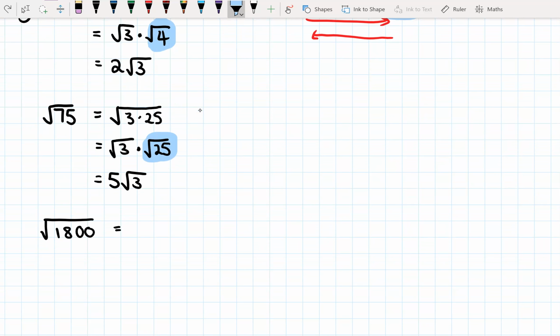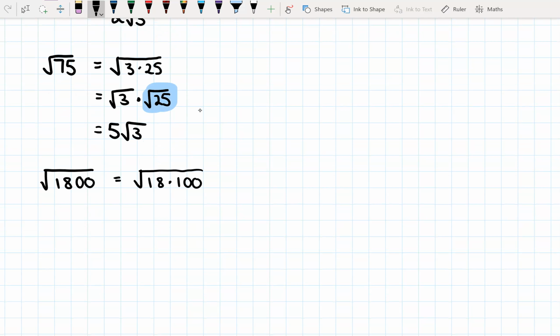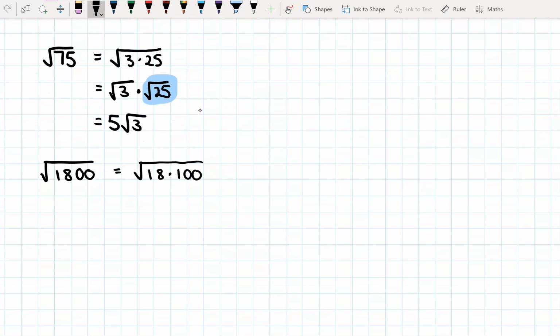And that means that we have the same thing as the square root of 18 times 100. Okay, and this is now much nicer. The square root of 18 times the square root of 100. And we know that the square root of 100 is 10. So we have 10 times the square root of 18.